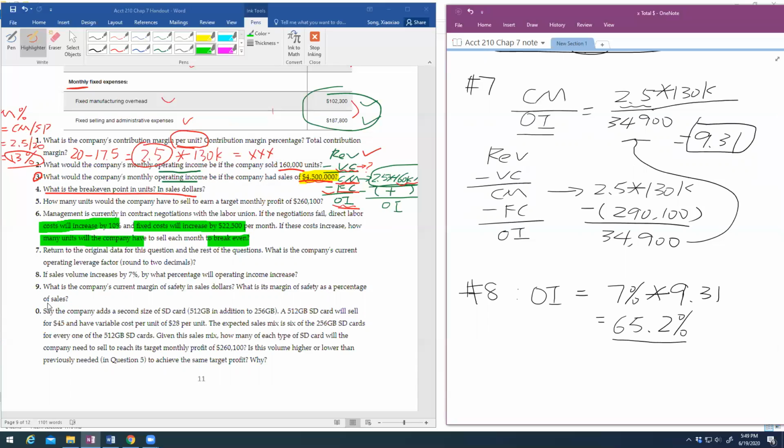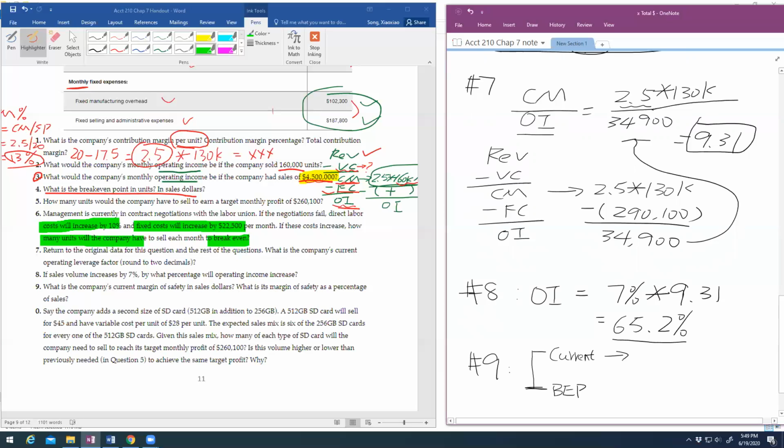Next one. Question 9 is asking about the margin of safety. What's the margin of safety in sales dollars? What's the margin of safety as a percentage of sales? Let's do the margin of safety in sales dollars first. I always draw this to remind me what it is: our break-even point and our current sales. The difference will be the margin of safety.